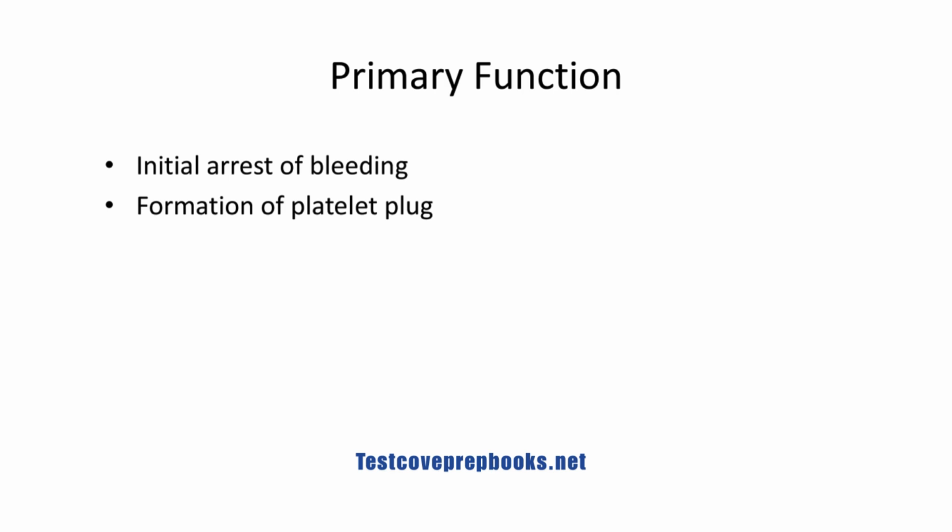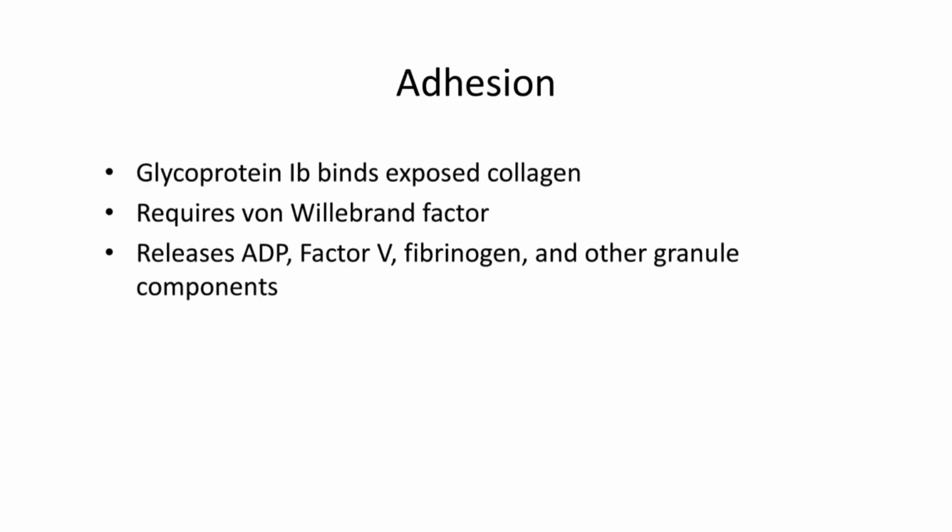The primary function of platelets is the initial arrest of bleeding and the formation of a platelet plug. First, we have adhesion. Here, glycoprotein 1b on the platelet surface binds to exposed collagen. This process requires von Willebrand factor. As a result, platelets release ADP and other granule components, including factor V and fibrinogen.